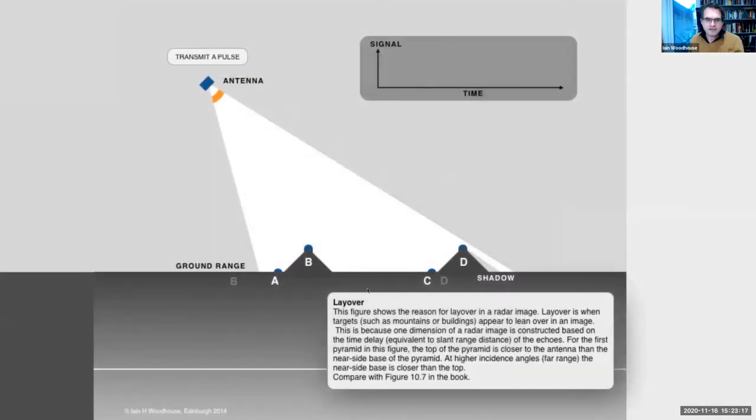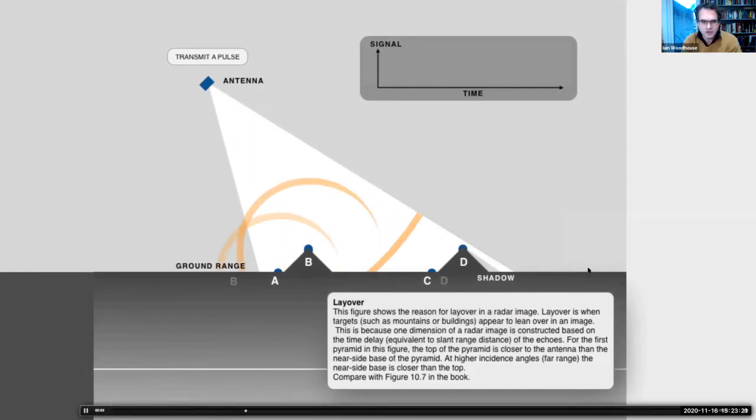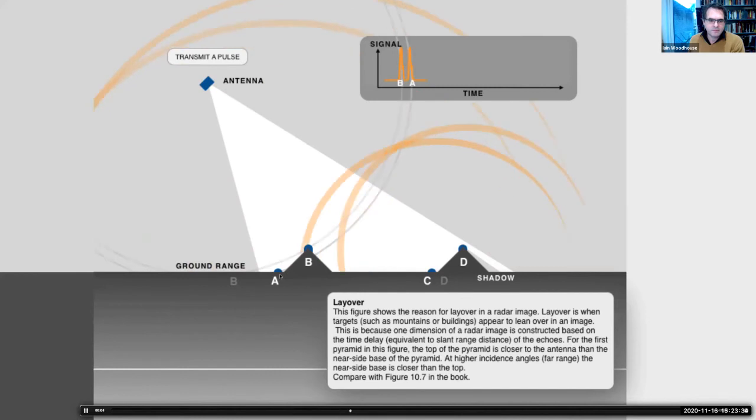And just if you've gone to the intro-to-radar.com, you'll see that there's one of the examples that show you the problems of foreshortening and layover. And this is the extreme case here where the top of the pyramid, this echo comes back first before the near side bottom of the pyramid. So it gets located nearer towards nadir in the image than it should.